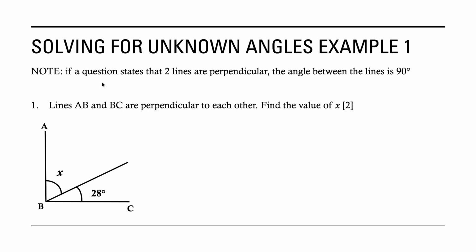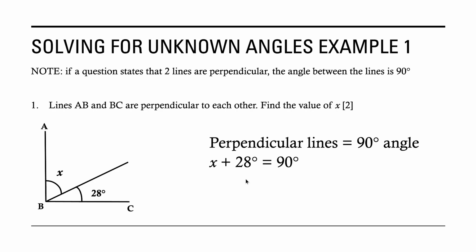Okay, now we're going to get on to some practice questions. When a question says that 2 lines are perpendicular, you should immediately think 90-degree angle. This one has a bisector in it, which means it splits the angle into 2 components, one of size x, one of size 28. So we can write that x plus 28 is still of size 90, it's just been split up. Rearranging this for x, we get x is equal to 62.